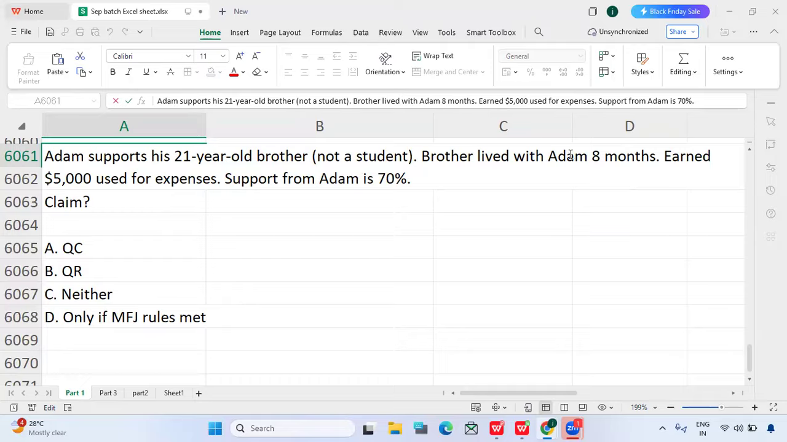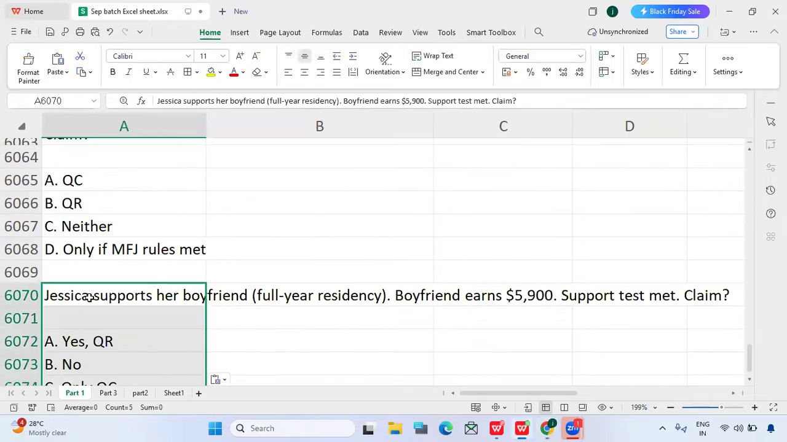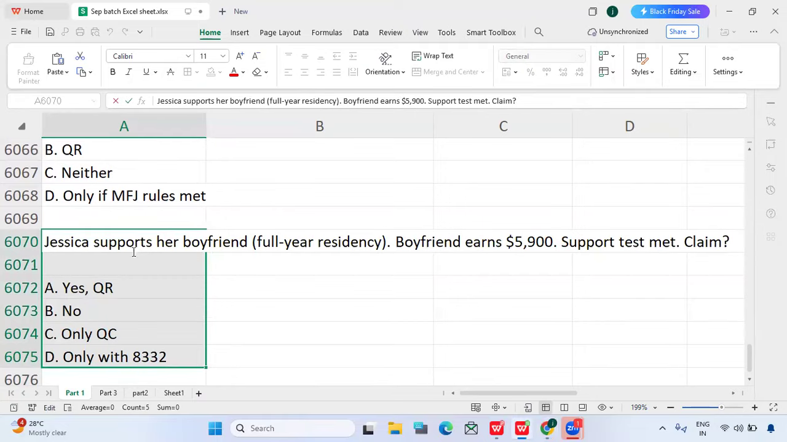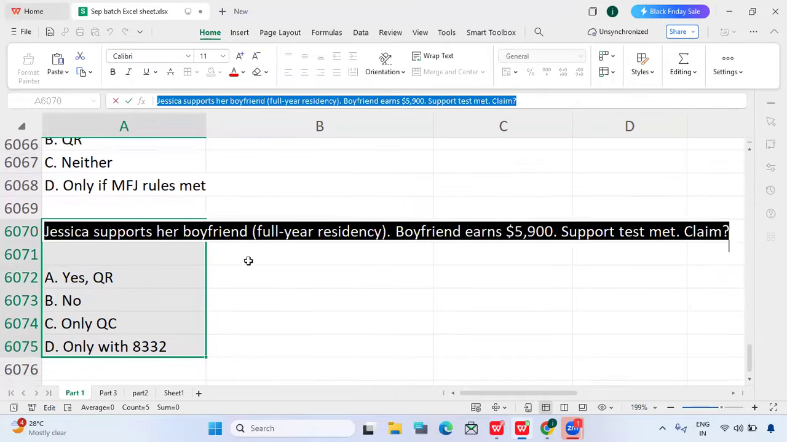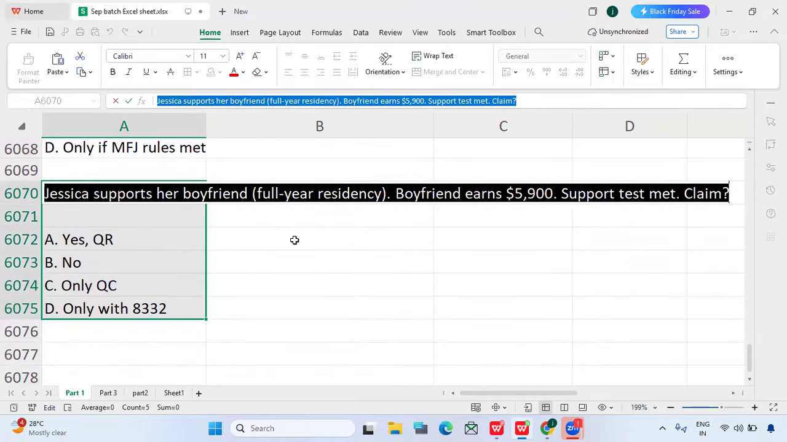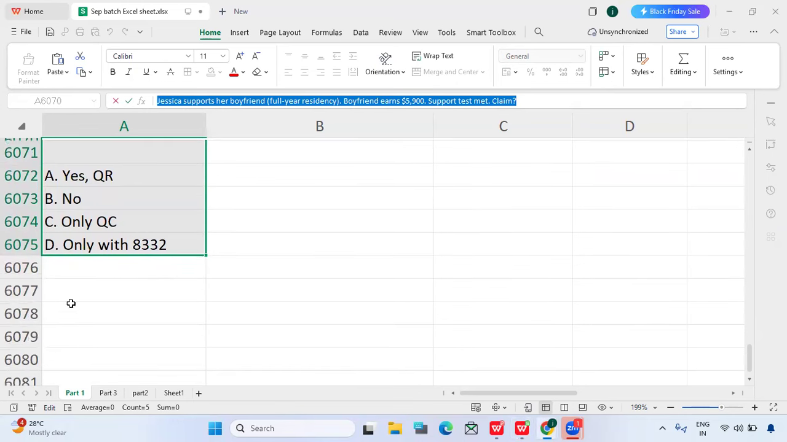Yeah, 8 months. So is this on the IRS approved list or not? Approved list only, they need not reside the whole year. Exactly, yes. Jessica supports her boyfriend full year. Boyfriend earns 5900. Support test met. Yes or no? No, because his income is more than the limit.